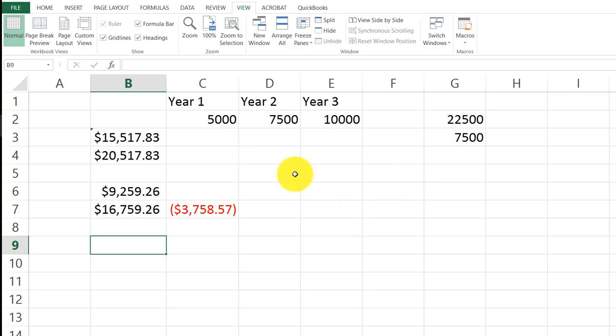All right, so that's how you use Excel. That's how you use a net present value formula in Excel, and how you apply that to an operating lease in this case.